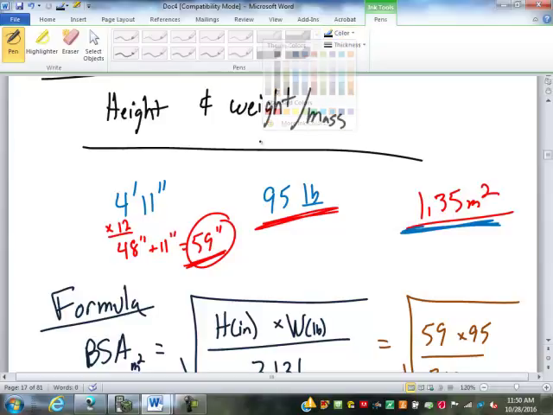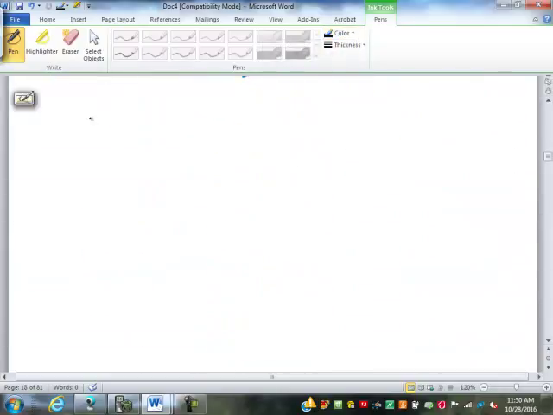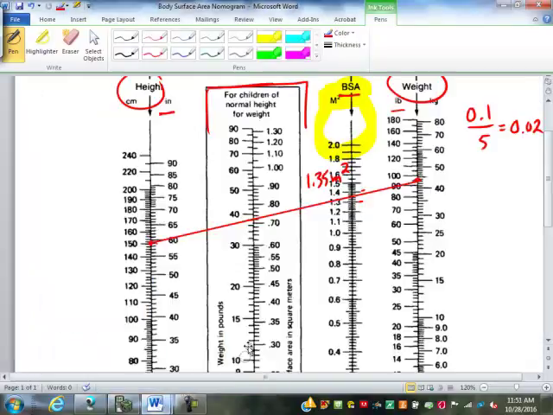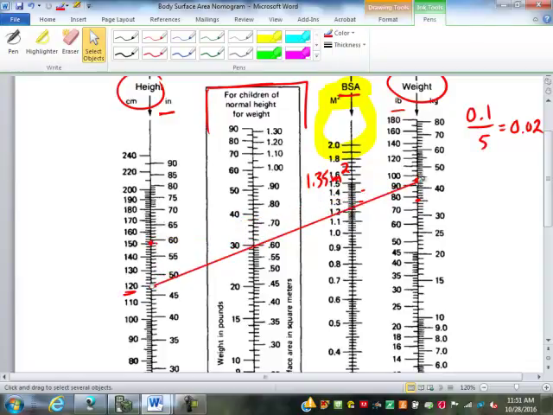Let's take a look at another example. Let's say we have a patient that has a height of 120 centimeters and a weight of 35 kilograms. So let's look at our nomogram. So look at 120 centimeters is right here. 120 is on this side. 35 kilograms is going to be right here. So I'm going to move my line. 120 and 35 over here.